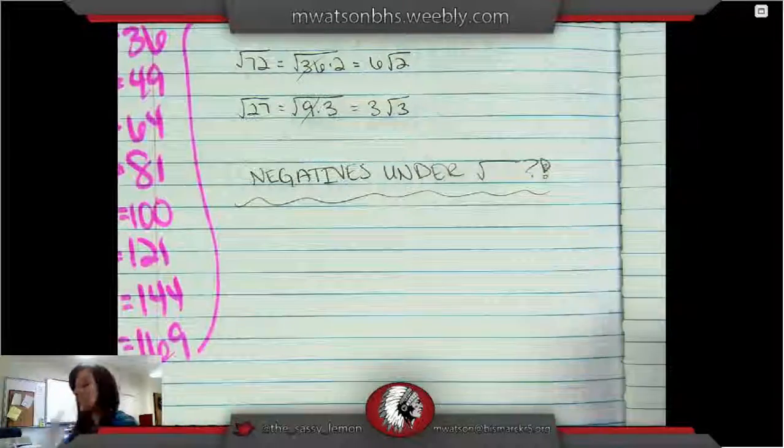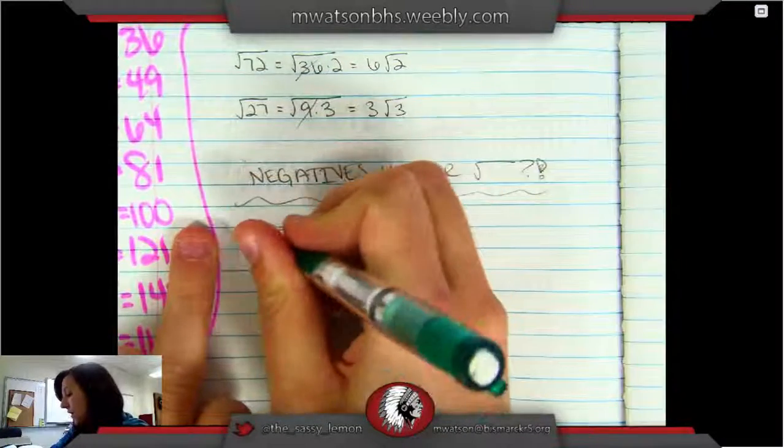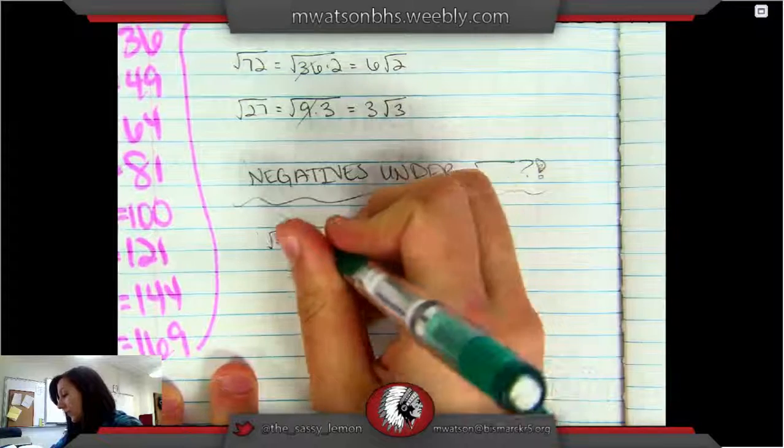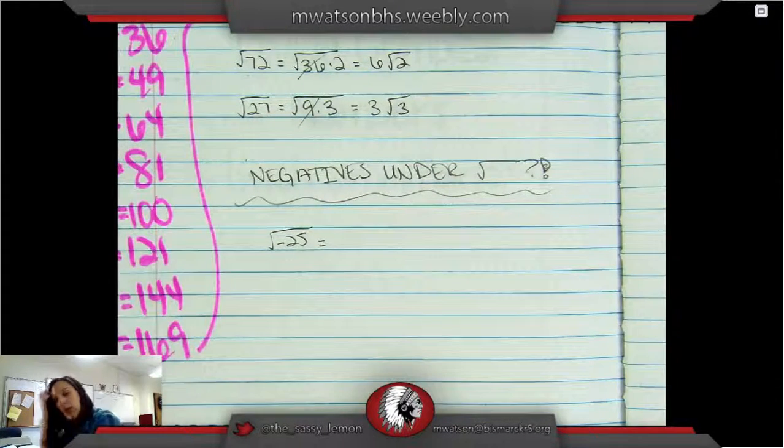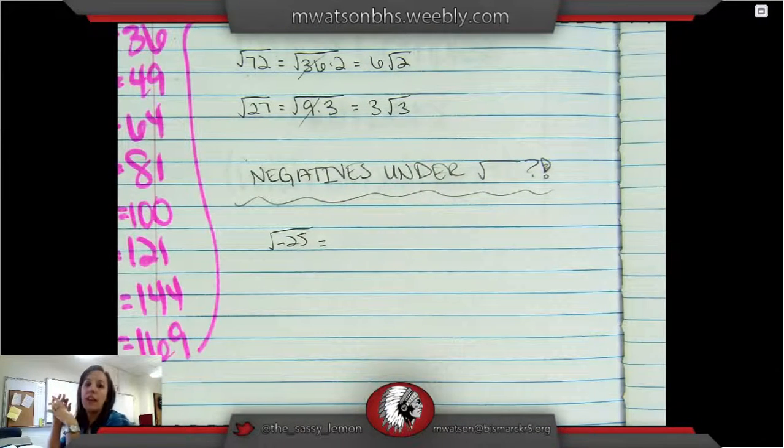What are we going to do there? So let's see. Say we have the square root of negative 25. Well, you've always learned that you can't have a negative under the radical, but you can, okay?